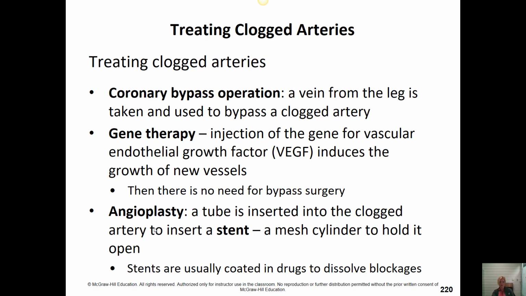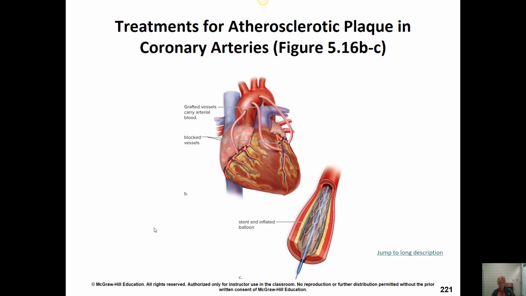And I'm going to show some videos on each of these, the coronary bypass, the angioplasty, so you get a good understanding of what that procedure is. So this is an example, just a still picture of what bypass looks like.